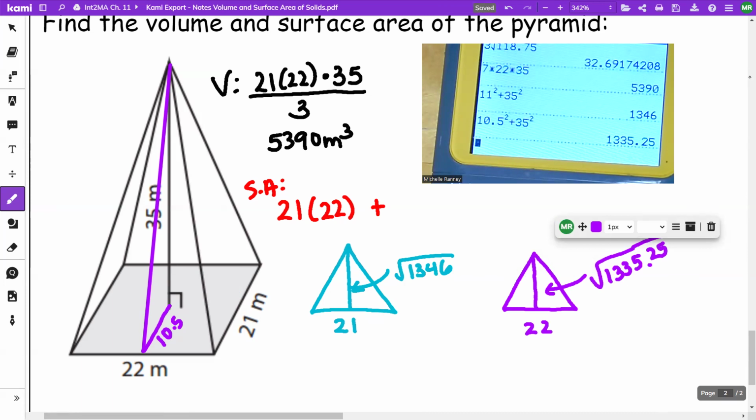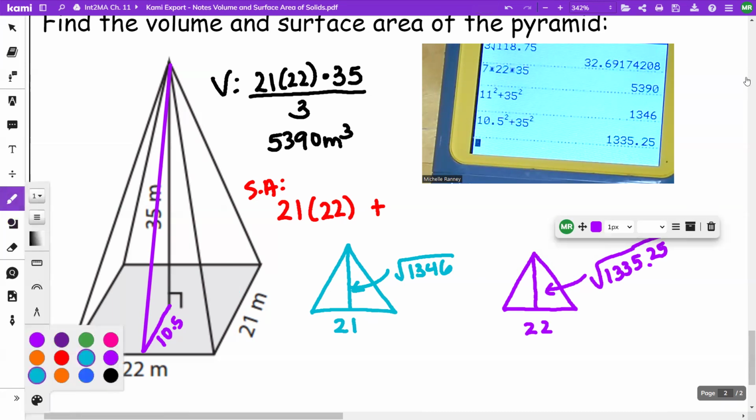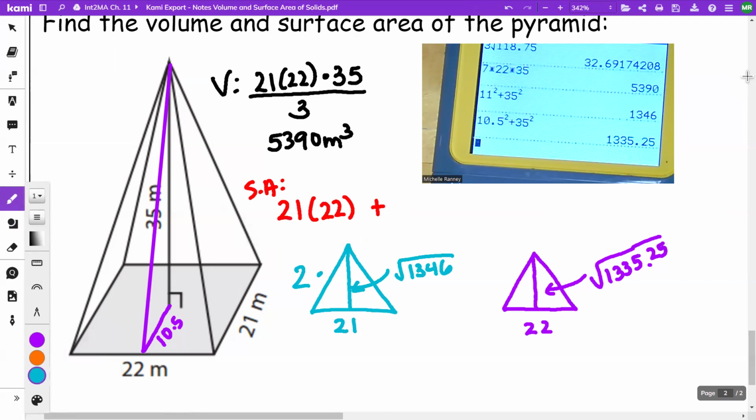And so I am going to be finding the area of these triangles. Now I'm going to have two of these triangles, and I'm going to be adding that to two of those triangles plus my rectangle. So let me do that math.